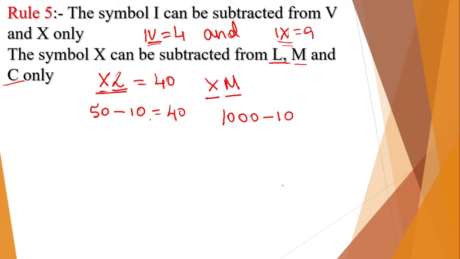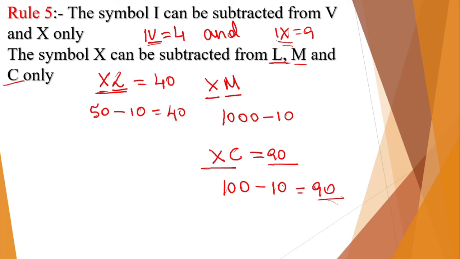So now let's see C. So X and a C. So C represents 100 and X represents 10. So 100 minus 10 is 90. Right. So this is equal to 90. So this is the reason 90 is written like this. So you can see in each case X is subtracted from L, M and C. Right. So this was the rule 5 and this is the last rule of these Roman numerals.